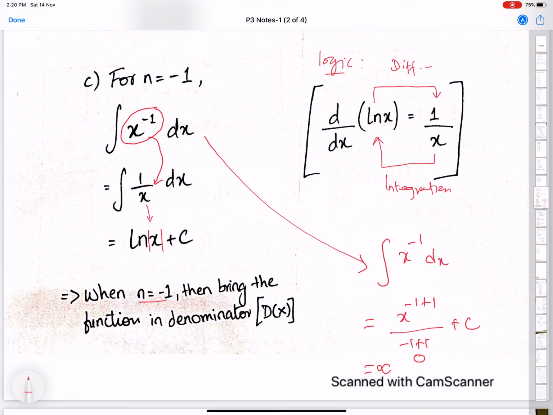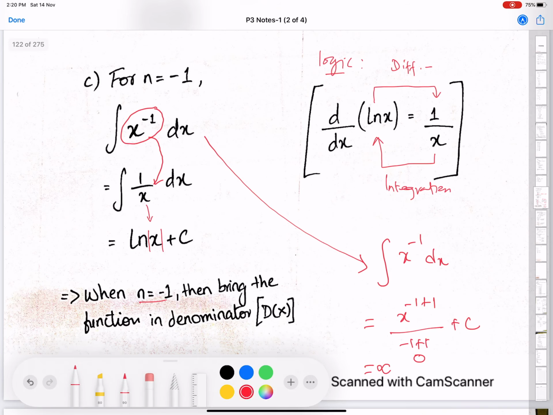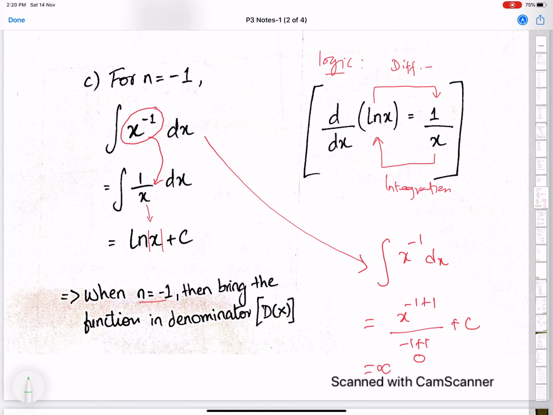Now how to integrate this function? Now this is very important. Well, we can easily integrate this function by using this rule.